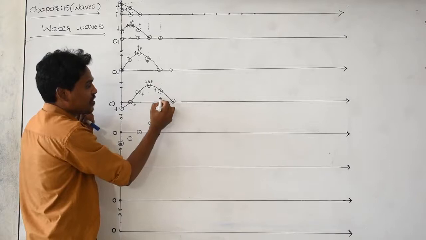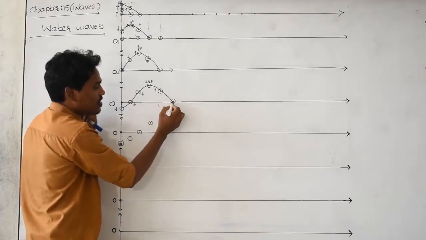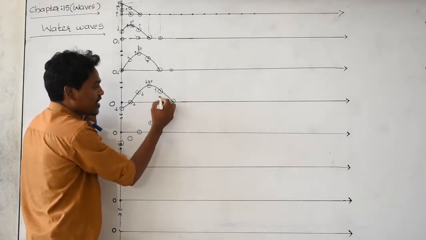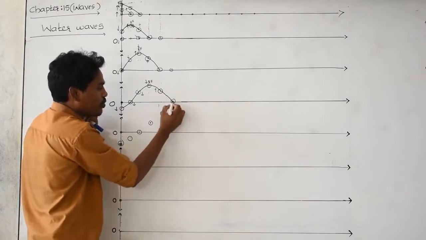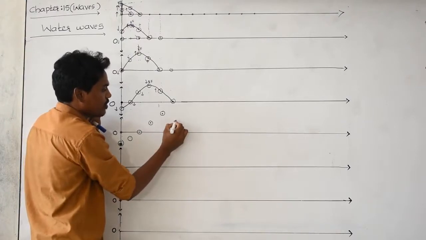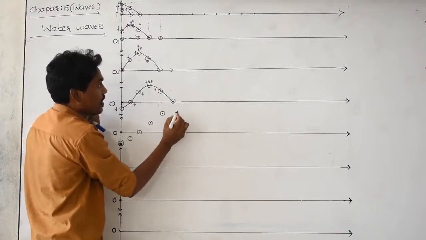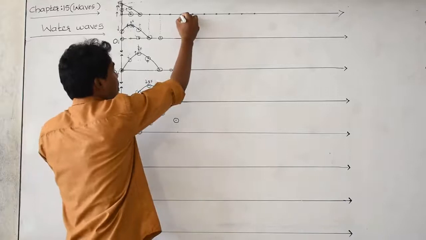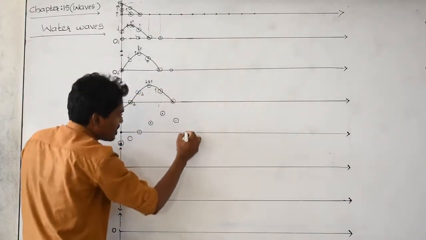And the disturbance given by this particle just reaches this one. Now it is disturbed by this particle. Therefore, it is moving from this point to this point. I am showing here, this point to this point. And what about this next particle? This next particle is at rest.